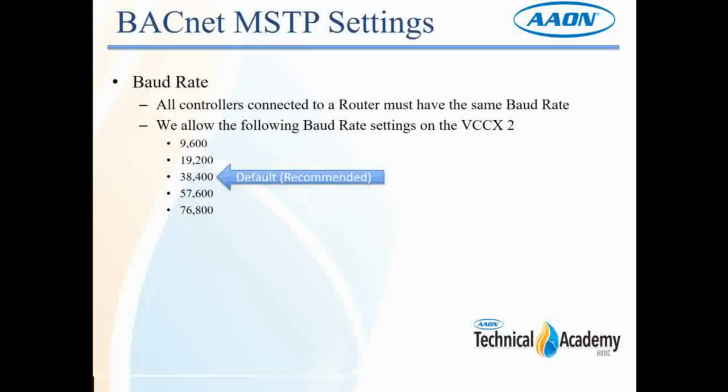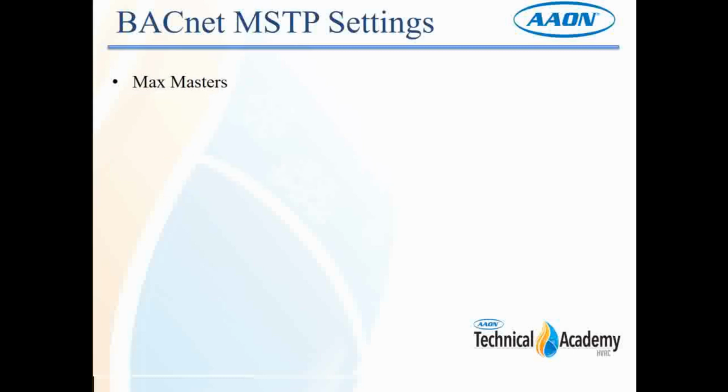So if you were to set it up to, let's say, 57.6, and then you add a device to the system in the future that is not capable of talking to 57.6, then you'll have to go back and change all of the settings back down to 38.4. So I would recommend that you set everything to 38.4 unless you specifically need that higher baud rate.